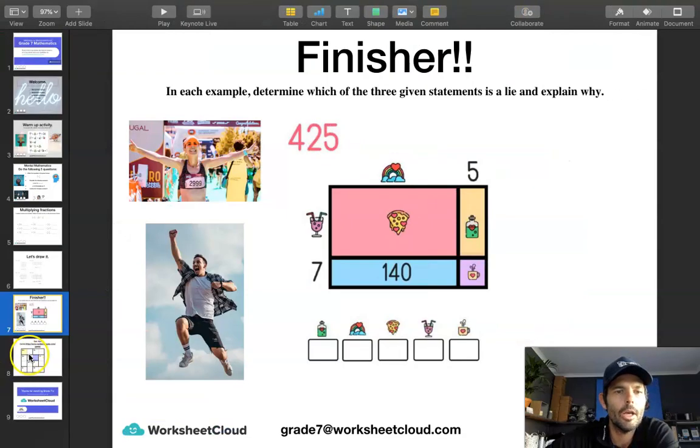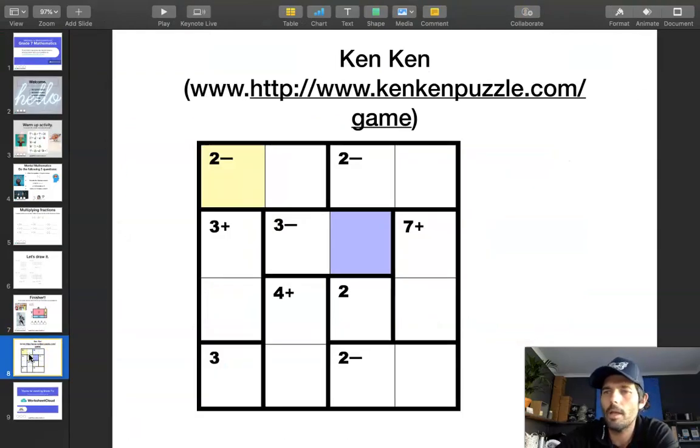Right, so a new game that I'd like to share with you today is called Ken Ken, and I've included the website address on the screen for you to go and have a look at it. You get multiple different sizes, and you get different options where you can use only add or add and subtract or multiply, divide. It's very similar to Sudoku, but with just a little bit of a twist.